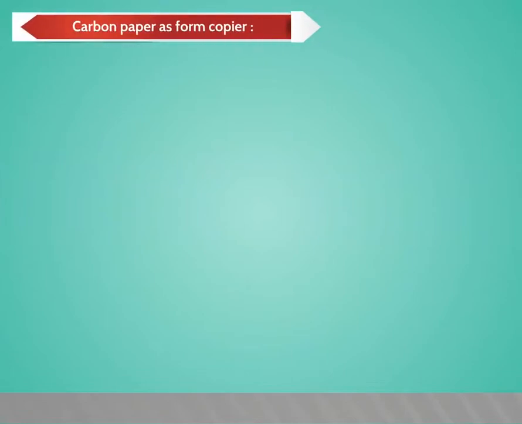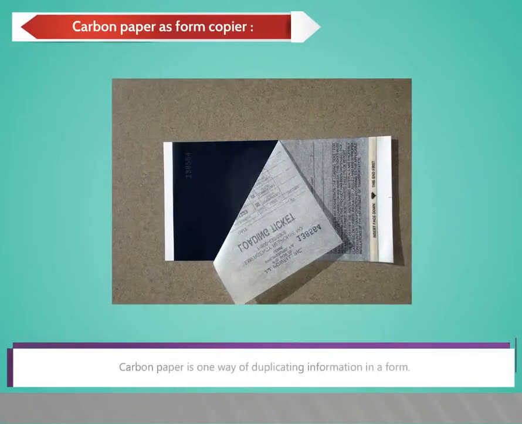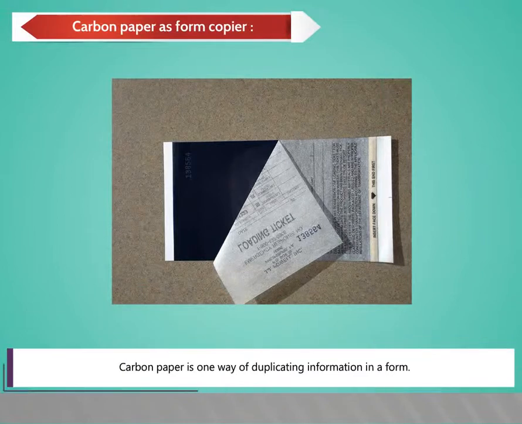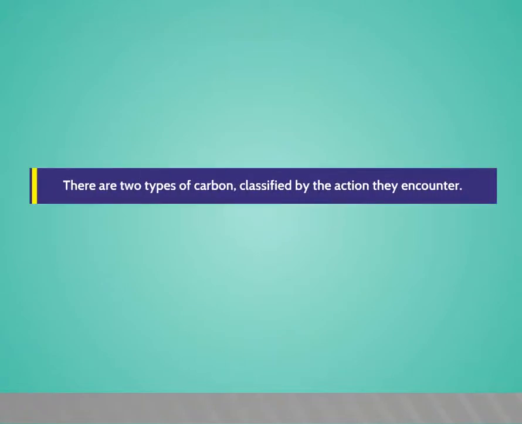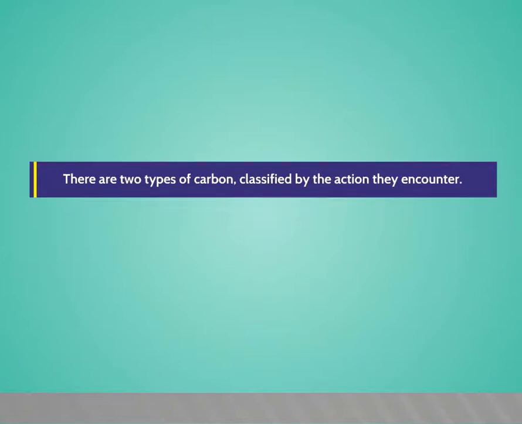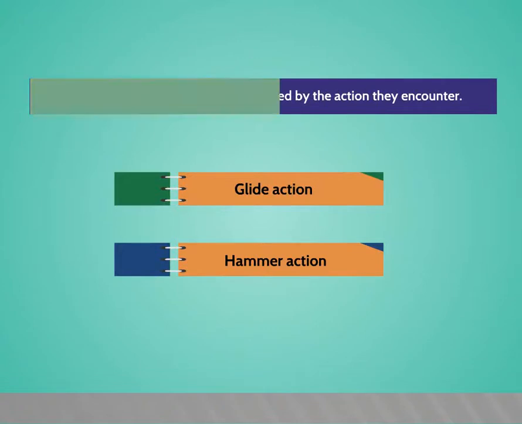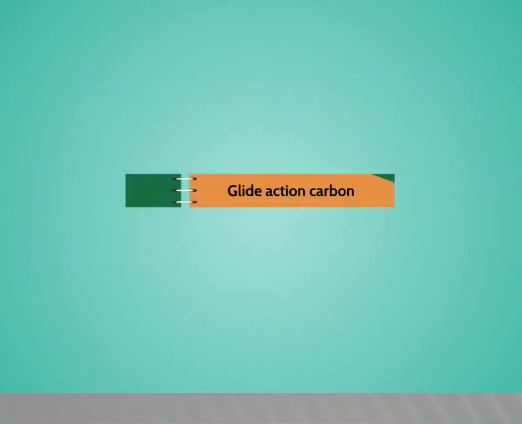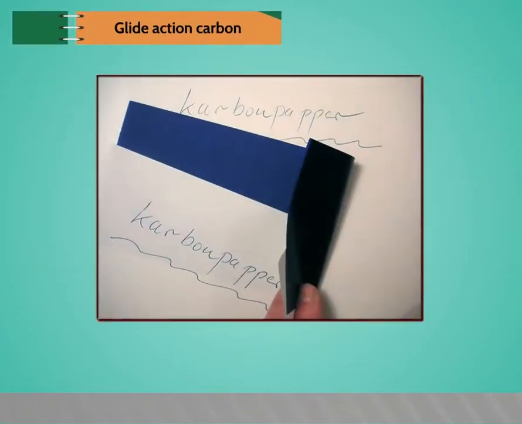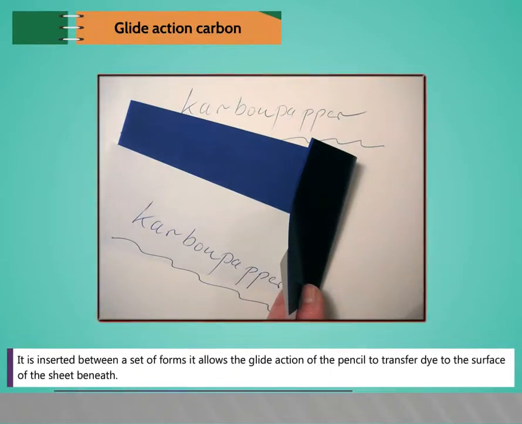Carbon paper as form copier. Carbon paper is one way of duplicating information in a form. There are two types of carbon classified by the action they encounter: glide action, hammer action. Glide action carbon. It is inserted between a set of forms. It allows the glide action of the pencil to transfer dye to the surface of the sheet beneath.